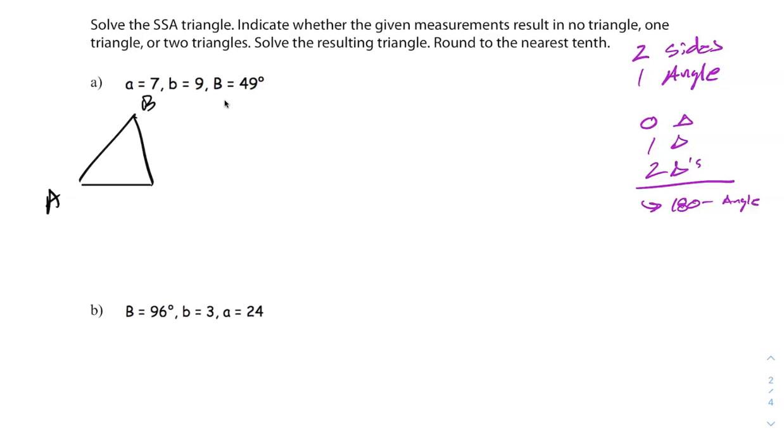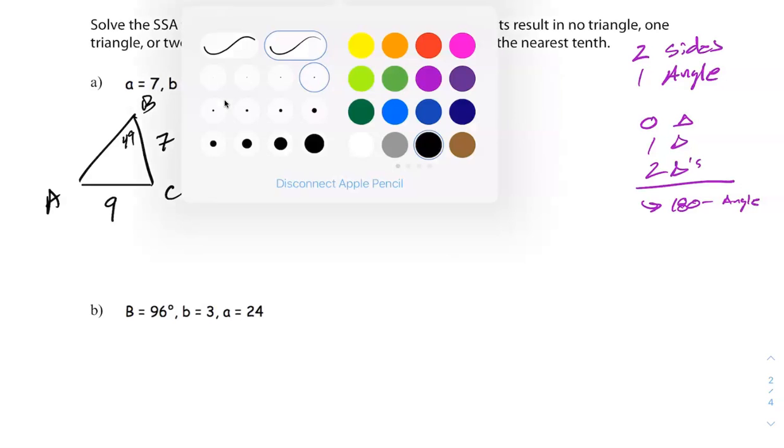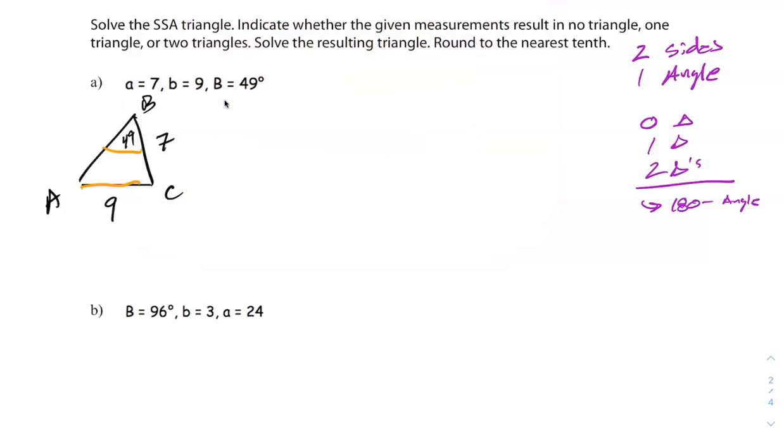So here's A, B, C. Side A, which is opposite angle A, would be 7. Side B would be 9. And angle B is 49. So again, what we always do is, okay, I have a pair. I have the B's. So I'm going to have, let's talk triangle 1 here, 9 over sine of 49 equals, well, only other thing I have are the A's here. So we'll start with the A's. 7 over sine of A.